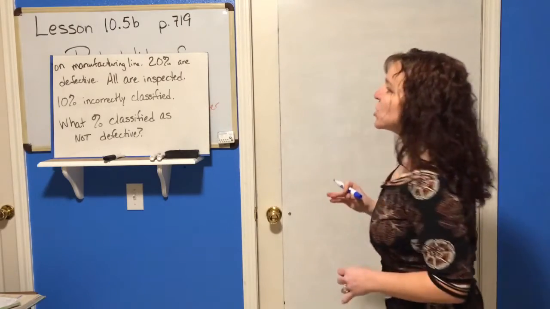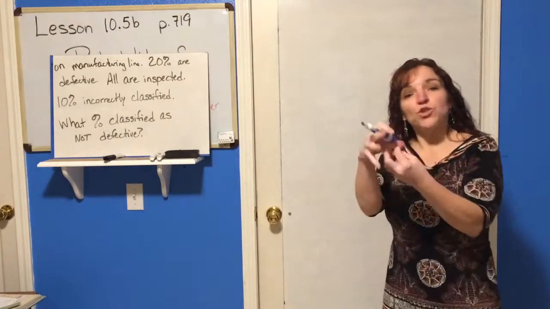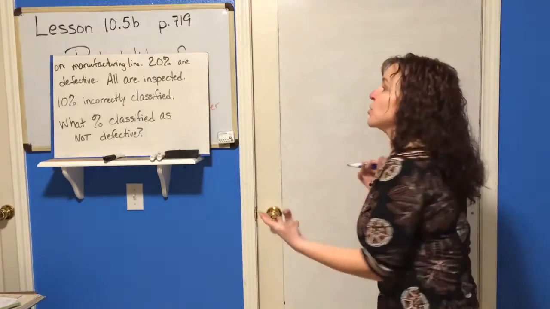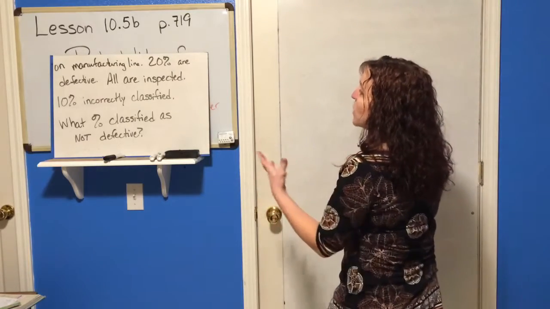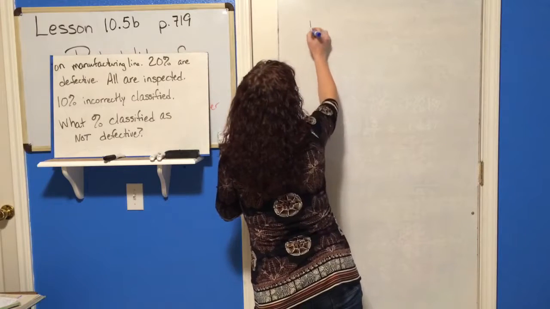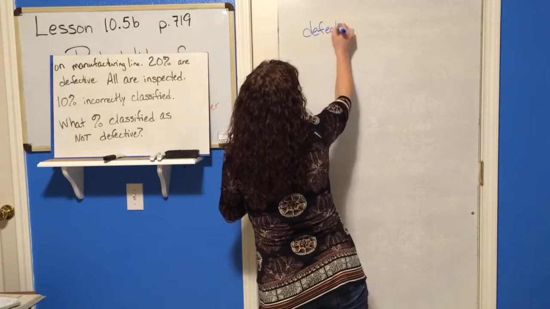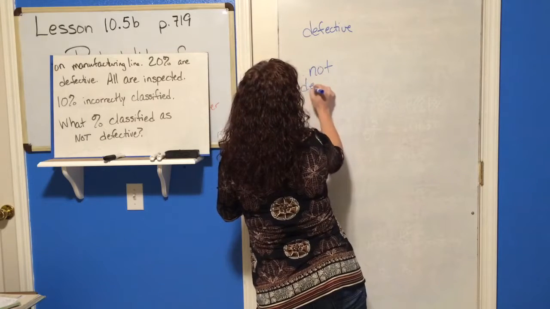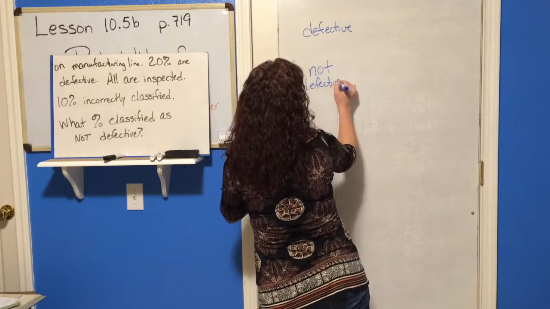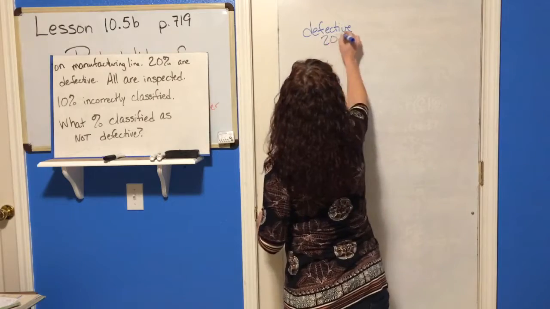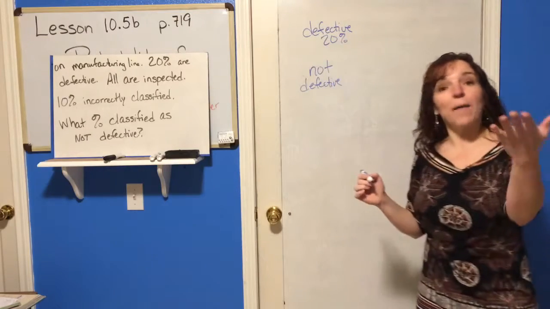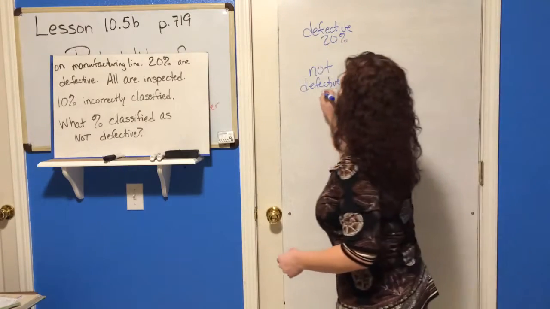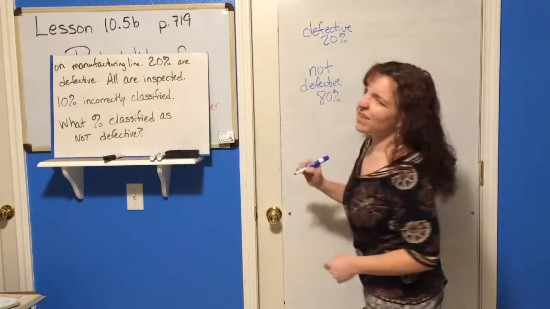All right, so let's start out. What we're going to do is we're going to create a tree to show what our options are. So on the manufacturing line, 20% are defective. So we're going to put defective and not defective. So 20% are defective. Well, that means that 80% are not defective. Those are pretty good odds, don't you think?